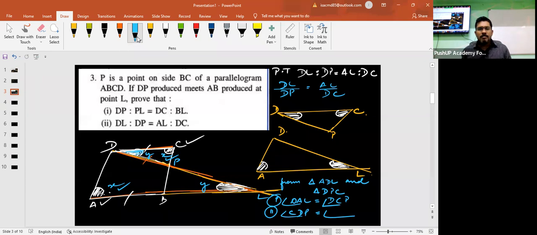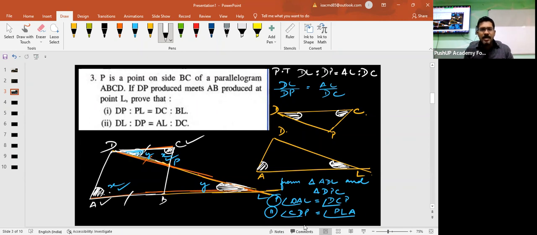Angle PLB or PLA. Just look at the diagram, children. You will understand how I am naming the angles. Did you all follow this? Angle CDP and angle PLA are equal. I always recommend you not to write the name of the angles with only one letter. Okay, please do write the name of the angles in full format.